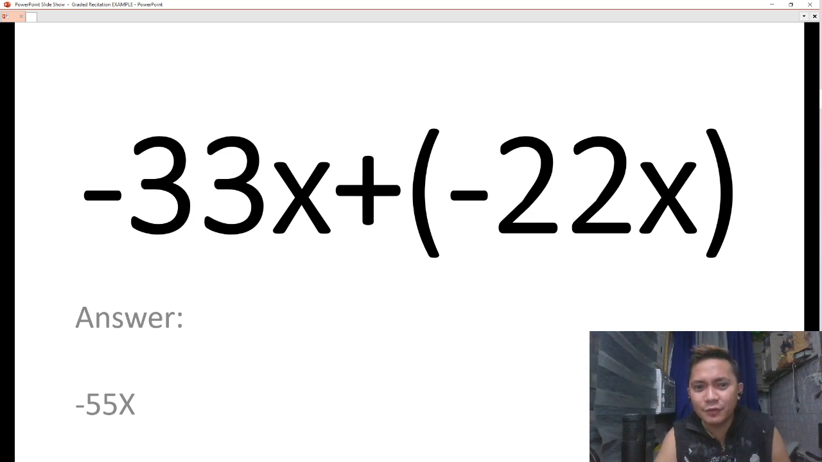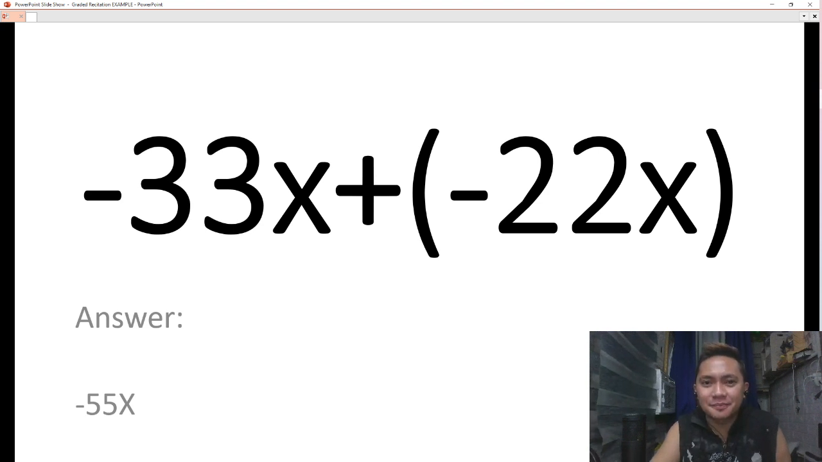Sir, why 55 or negative 55x? So as you can see, we have positive and negative sign here. Okay, and then that positive negative sign, it will become minus. So negative 33 minus 22x, they are both negative, therefore we can combine them and then copy the sign and copy the variables. Therefore 33 plus 22, that is 55, then copy the sign of negative and the variable x. Okay, so that is negative 55x.